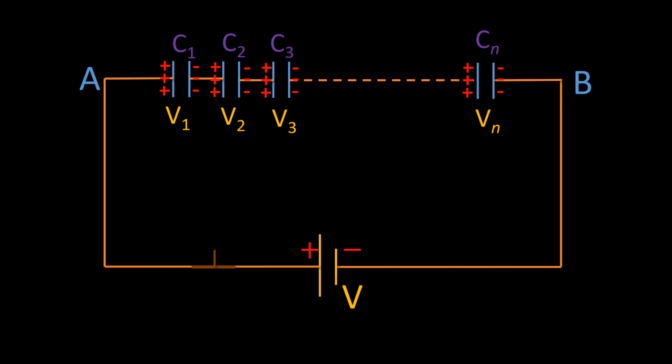So how do I know, if I want to replace these n capacitors with a single capacitor? I don't want n capacitors. I want one capacitor only. What should be the capacitance of that single capacitor? I don't want anything else to change in my circuit. So what should be the equivalent capacitance for this combination?